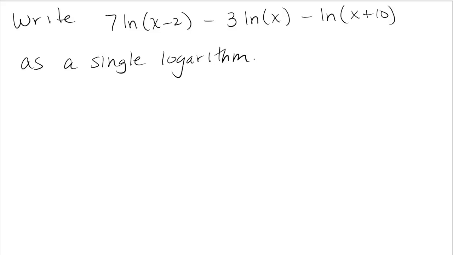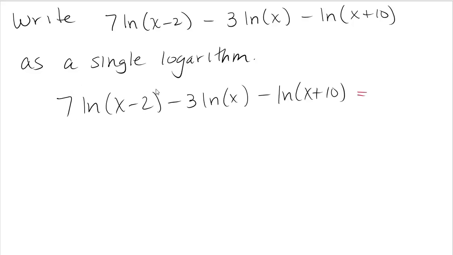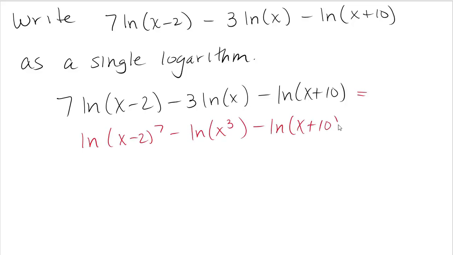Here's one I want you to try. This says write 7 natural log of x minus 2 minus 3 times the natural log of x minus the natural log of x plus 10 as a single logarithm. Pause the video and give that a shot. Hopefully you remember to drag those coefficients in as exponents first. This is the natural log of x minus 2 to the 7th minus the natural log of x cubed minus the natural log of x plus 10.